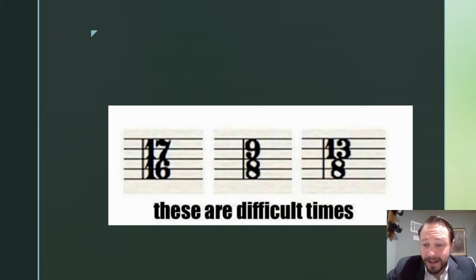We're going to talk about time signatures today. Time signatures are a way that we can organize rhythm in music.